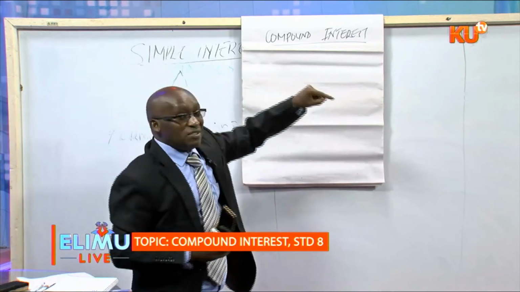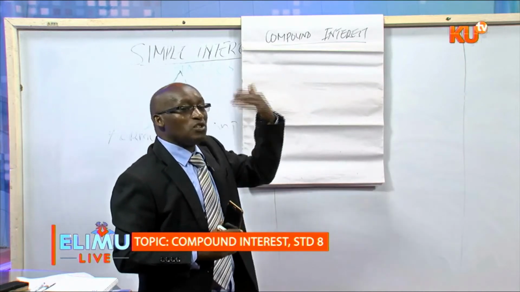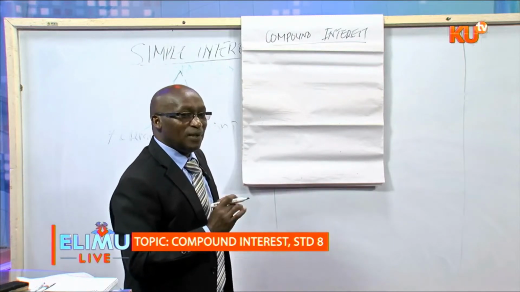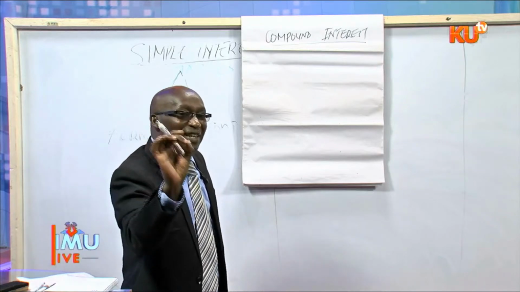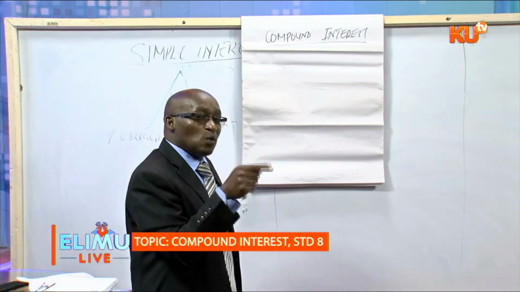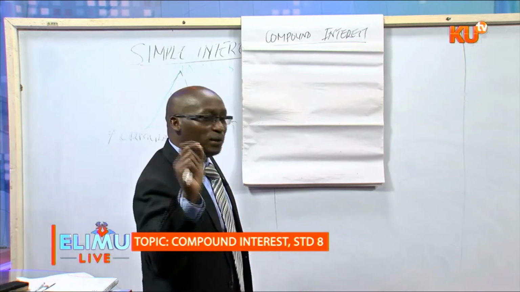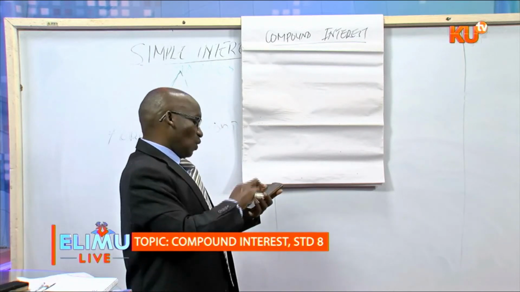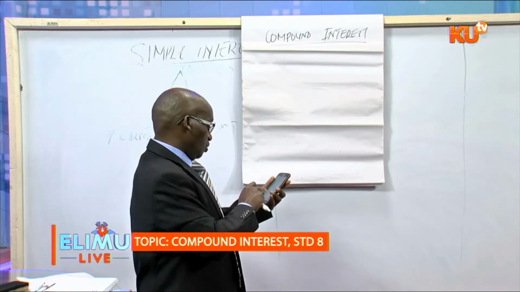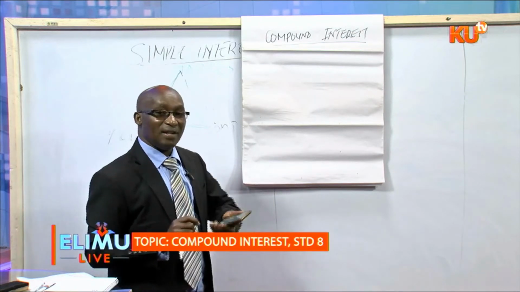But when you come to compound interest, the money keeps on changing. The principal keeps on changing because interest is always calculated at the end of each and every year. And when that interest is calculated, it is added to the principal, the money that was there at the beginning of that year. And that is what we call compounding. And so we are going to look at an example here. We are going to look at the first example as far as compound interest is concerned.